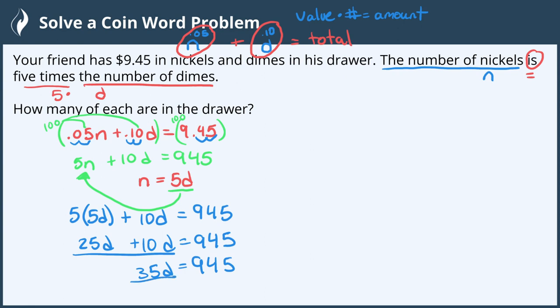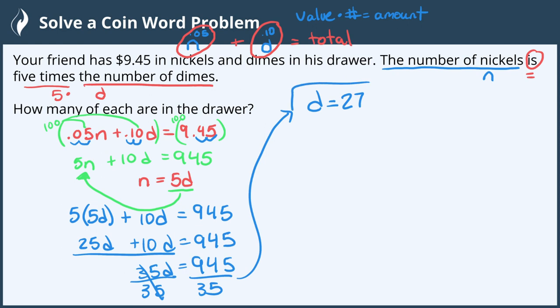To isolate the d, we'll divide both sides by 35. So we end up with d equals 945 divided by 35, which in my calculator is 27. This means there are 27 dimes.